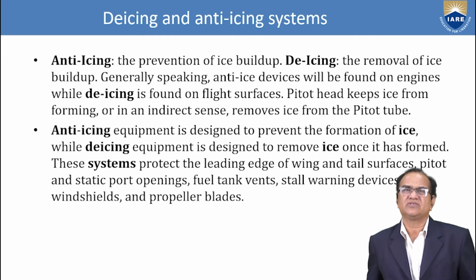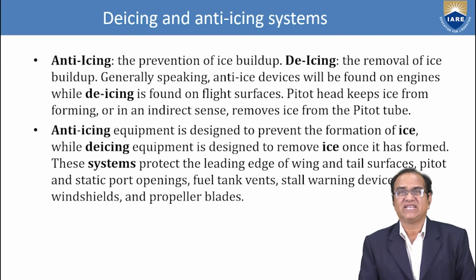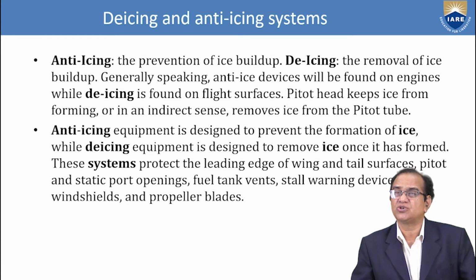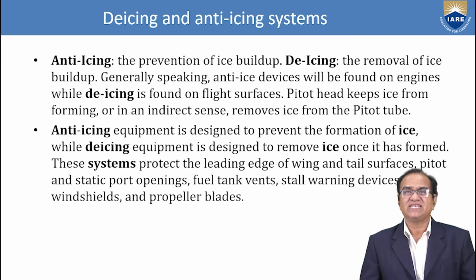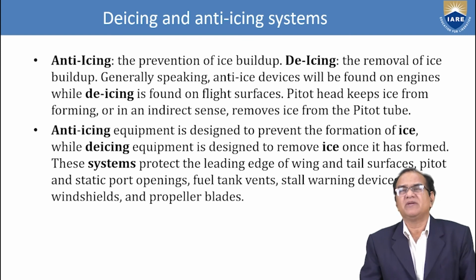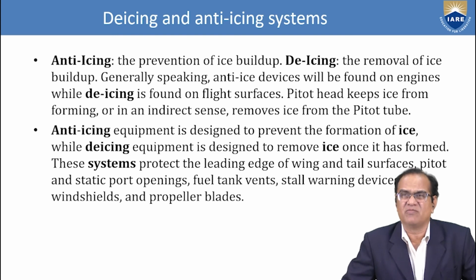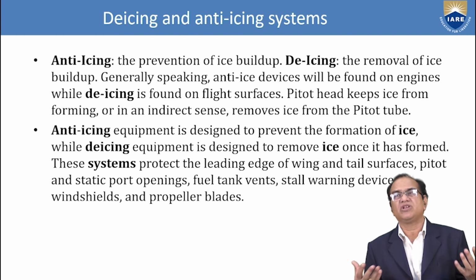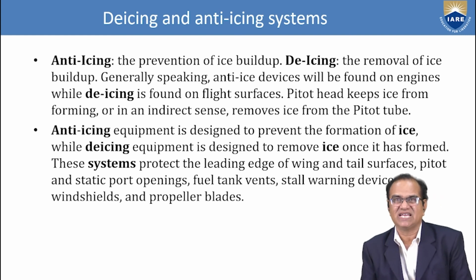So what is the meaning of anti-icing and de-icing? We have to first differentiate them. We know a proverb that prevention is better than cure. So here we should try to prevent icing from forming itself. Anti-icing means the prevention of ice buildup, meaning we will make some arrangement so that ice itself will not form. And de-icing means the removal of ice buildup. Ice has formed, we have to remove it, and that is called de-icing.